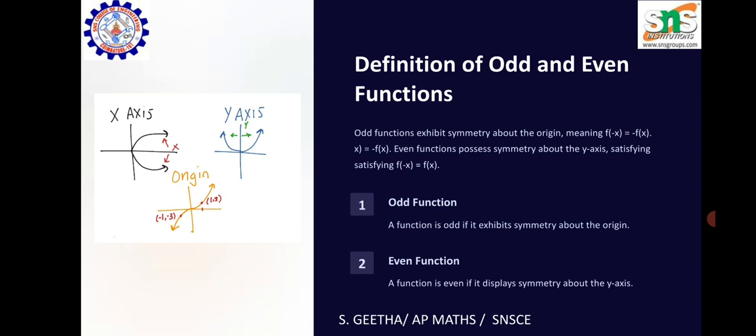Definition of odd and even function. An odd function exhibits symmetry about the origin. It means f of minus x can be written as minus f of x. An even function possesses symmetry about the y axis, satisfying the condition f of minus x is equal to f of x. A function is odd if it exhibits symmetry about the origin. A function is even if it displays symmetry about the y-axis.